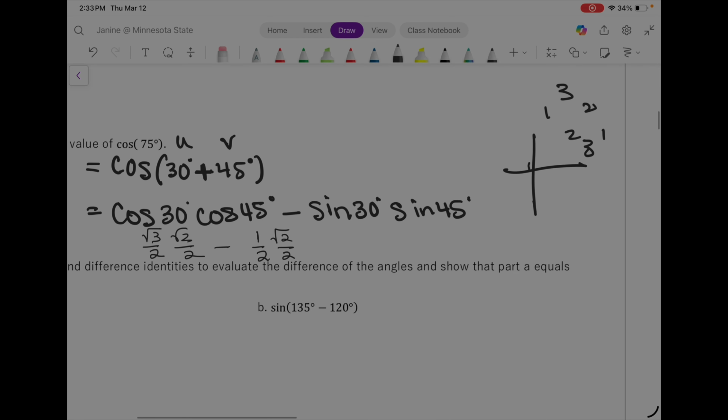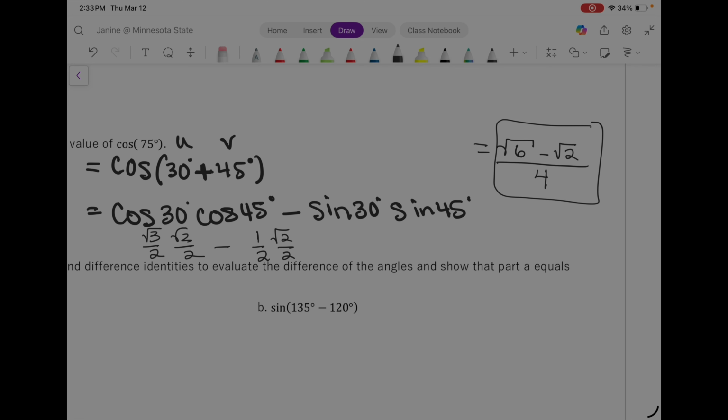So to wrap it up, my final answer will be root 6 minus root 2. And since both of them are over 4, I can write this whole thing over 4, like so. Or you can write each one of them over 4, okay?